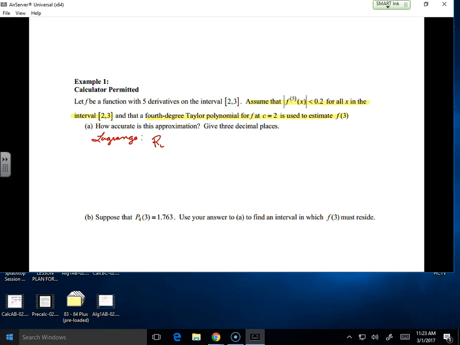Remainder. Why am I saying sub 4? Because we're trying to see how accurate it is, and we're using the fourth degree Taylor polynomial, right? So n is 4. Of 3, why am I plugging in x is 3? For the estimate. So c is 2, x is 3, right? Is equal to... How do we know it's not x? Because they told us it's f of 3 and they told us c is 2. Sorry, it was hiding down there.